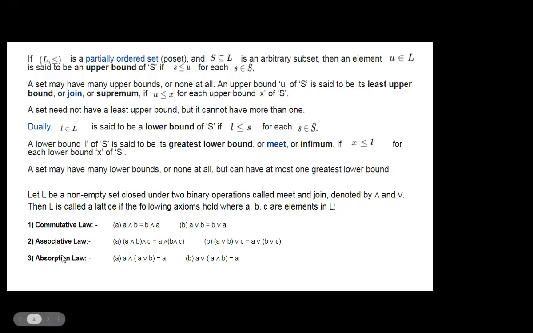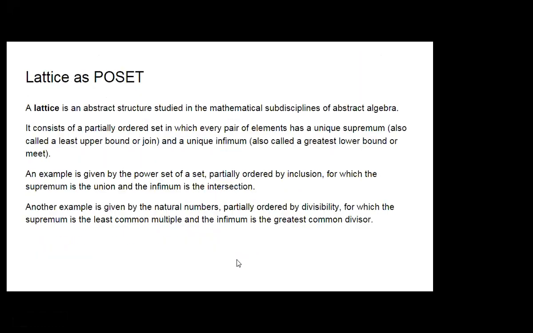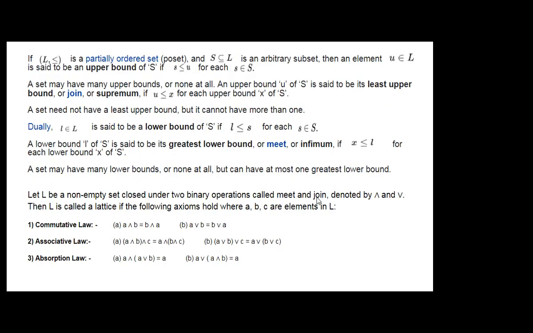What is the associative law? A intersection B intersection C is equal to A intersection B intersection C, grouped differently. For the union operation, A union B union C is equal to A union B union C. And the third one is the absorption law: A and (A or B) is equal to A, which is equal to A or (A and B), which is also A. It is the absorption law.